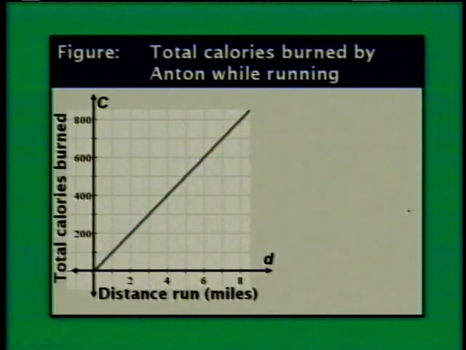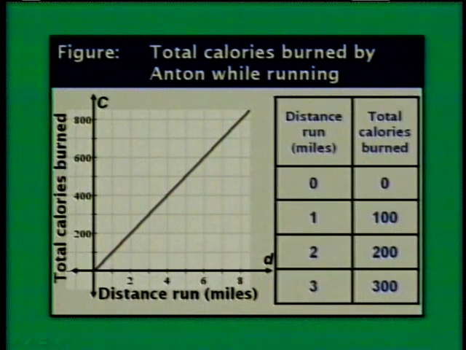Now we're going to look at this another way. What I have here is a graph that shows us the total calories that Anton has burned after running a certain distance. On the horizontal axis, I have the variable D representing distance, and the scale is 1. So here's 1 mile, 2 miles, 3 miles, etc. And on the vertical axis, my variable C for calories burned, and the scale is 100. So I have 100 calories burned, 200 calories burned, etc.